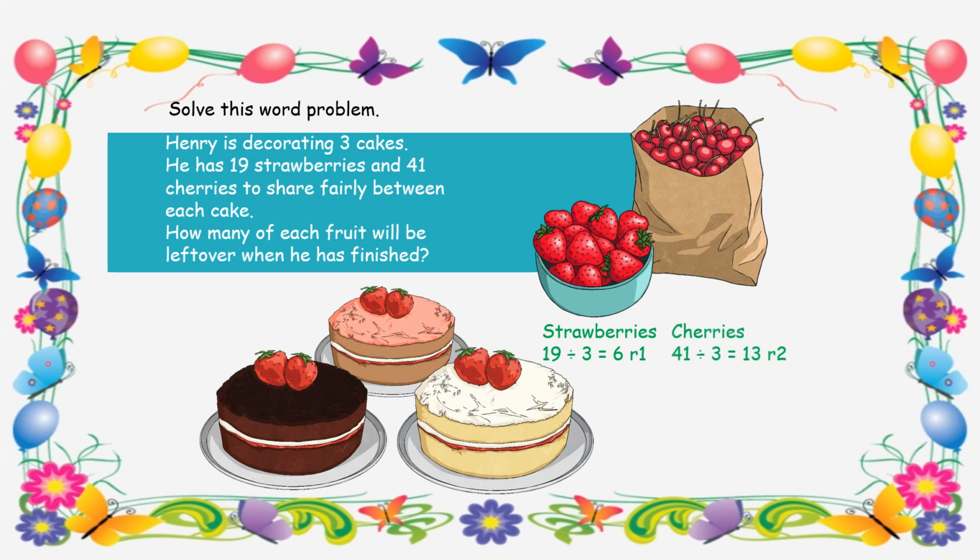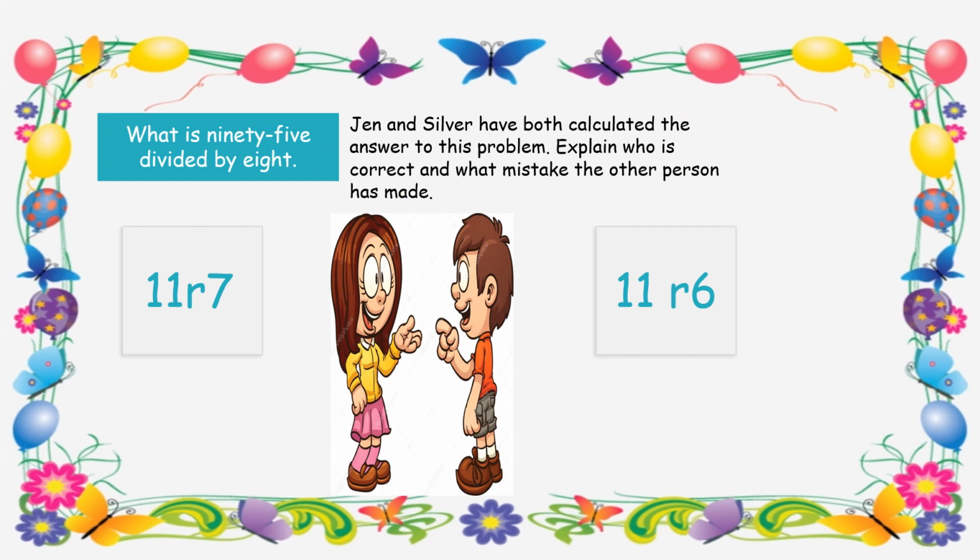Now what about 41 divided by 3? 41 divided by 3 is 13 remainder 2. How did I get 13 remainder 2? 4 divided by 3 gives me 1 remainder 1. I exchange the 1 tens to the 1 ones, that becomes 11. And 3 in 11 is 3 remainder 2. Now what is left over from all these calculations? There would be 1 strawberry and 2 cherries left over. Well done if you got this correctly.